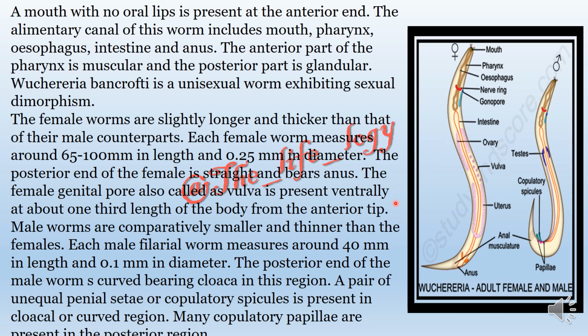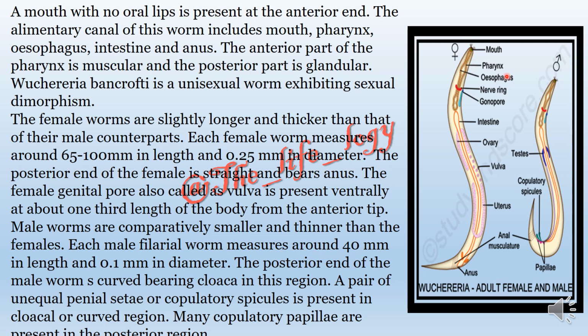The posterior end of the female is straight and bears the anus. The female genital pore, also called the vulva, is present ventrally at about one-third length of the body from the anterior tip. So the vulva is present at one-third of the body from the anterior part.